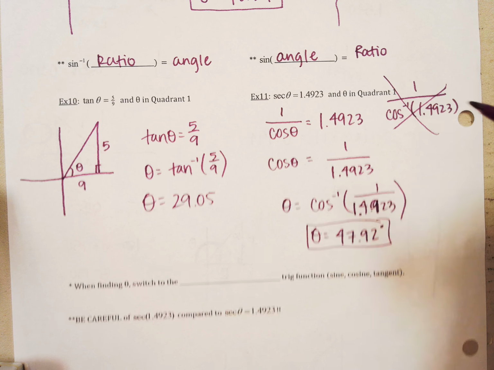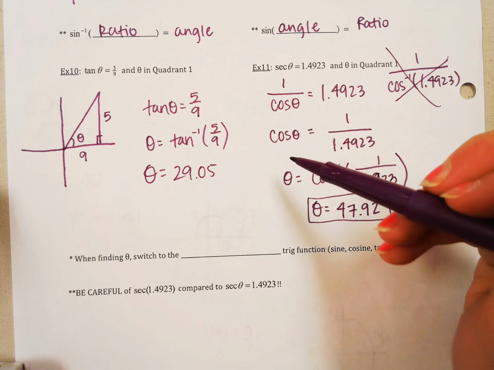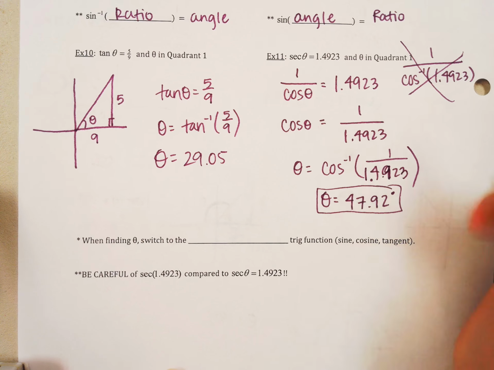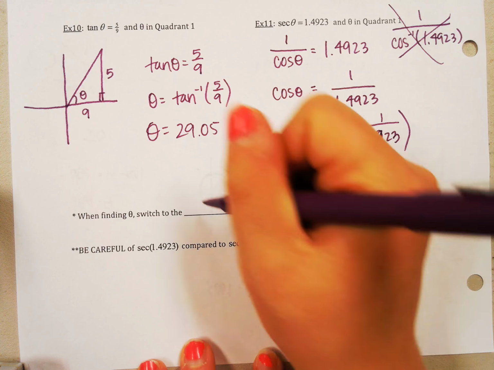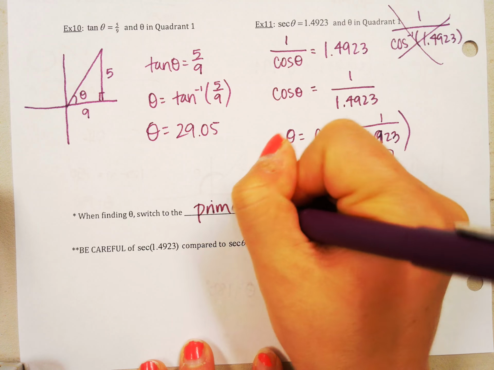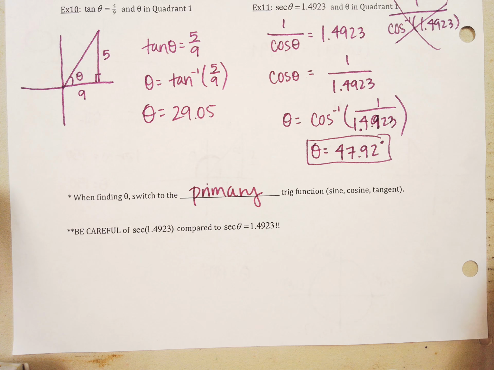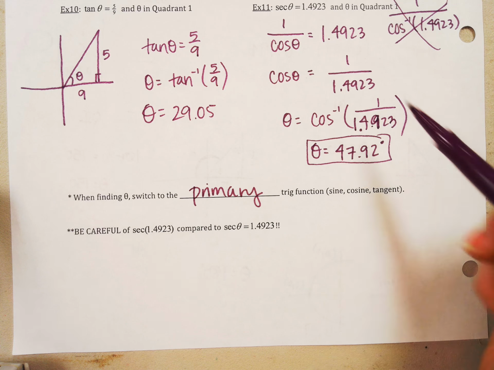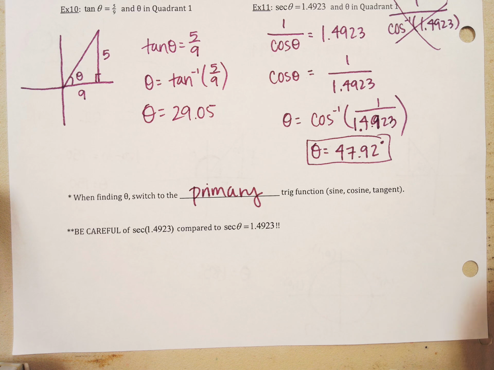Okay, so make sure that every time you're doing these ones, instead of jumping right to that answer, it's really, really important to switch to the primary trig function. So switch to sine, cosine, and tangent because those are the only ones that your calculator will do. And then that'll allow you to actually do your solutions and come up with your angle.